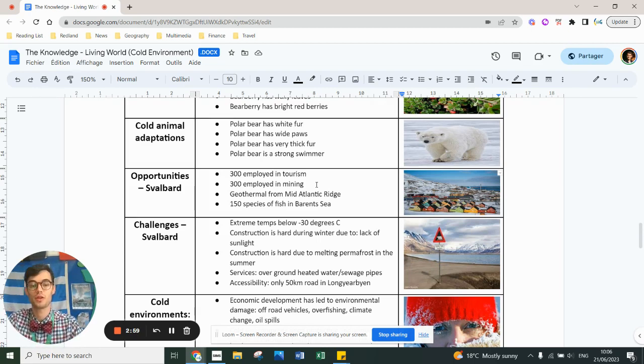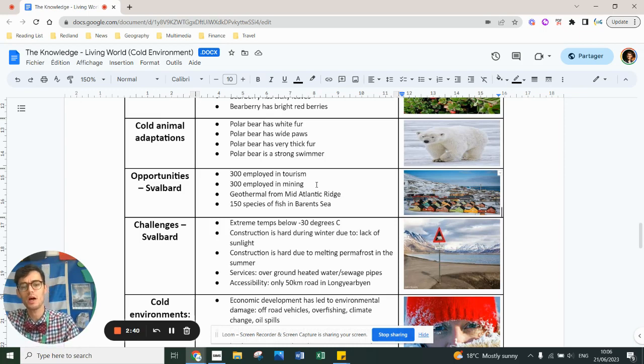It's got huge geothermal activity. It's got access to fish. There are 150 different fish in the Barents Sea, one of the most fertile seas in the world. It's got access to oil, minerals, and coal, etc. So it's got a lot of heavy industry. These are reasons why people move to such an extreme environment.